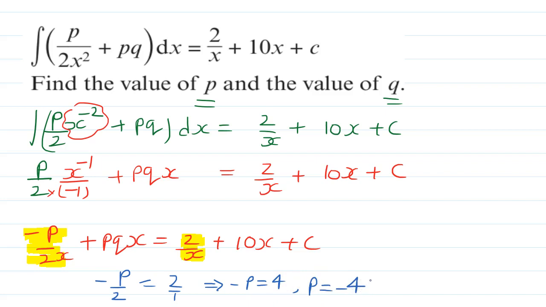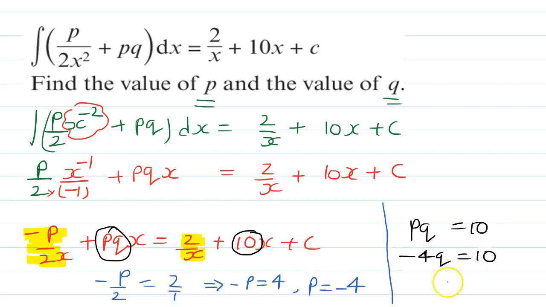Now if we compare with x, what is here, pq, and with x what is here, 10. So pq = 10. Now p is -4, so it will be -4q = 10. q is 10 divided by -4, and this will be -5/2, that is -2.5. So this is your value.